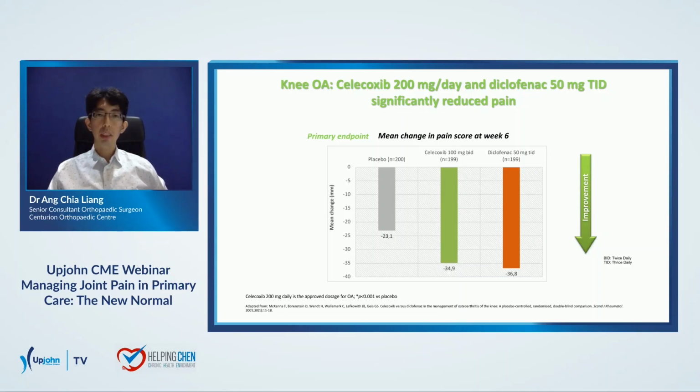Same, Celebrex 200 milligrams per day and diclofenac 50 milligrams 3 times a day, both significantly reduce pain. So again, Celebrex, you can give it as a once a day or twice a day kind of dosing, and it has pretty much the same efficacy as if you give diclofenac 3 times a day. So that's a lot more convenient for patients.